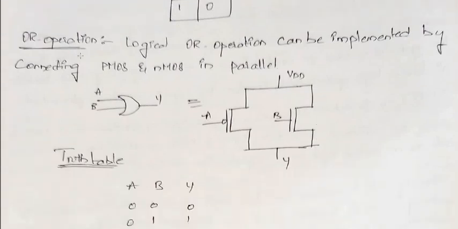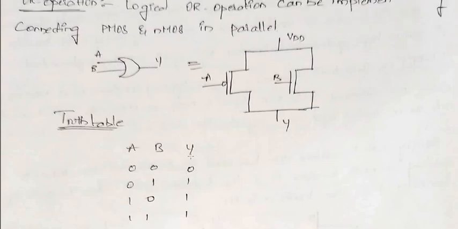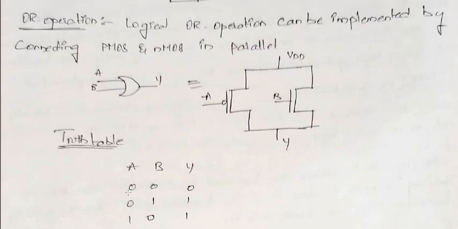Next is the OR operation, where the logical OR operation can be implemented by connecting PMOS and NMOS in parallel. We have to connect them in parallel, then you will get your OR operation. This is your OR gate with inputs A and B: 0 0, 0 1, 1 0, 1 1, the combinations of inputs you are giving. So what is the OR operation? It's nothing but an addition operation. 0 plus 0, you will get 0. For getting this OR operation, how should your transistors be kept? They should be in parallel.